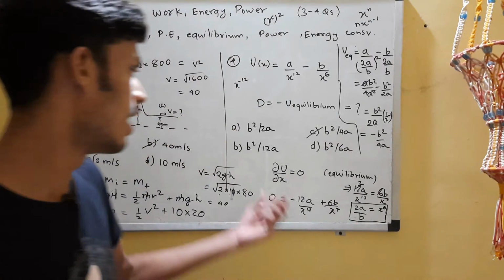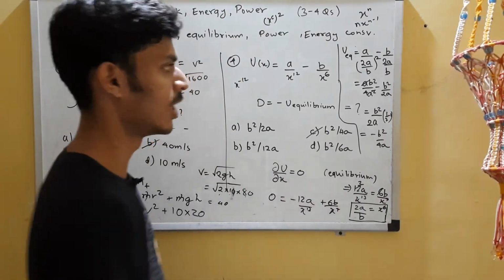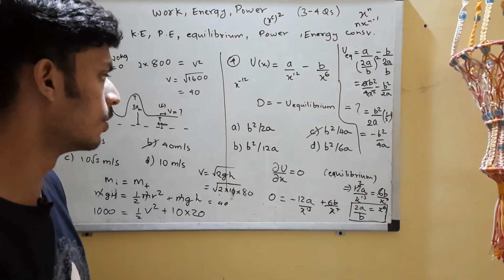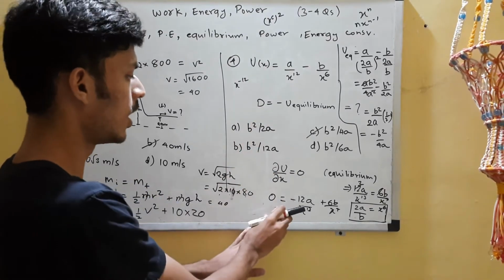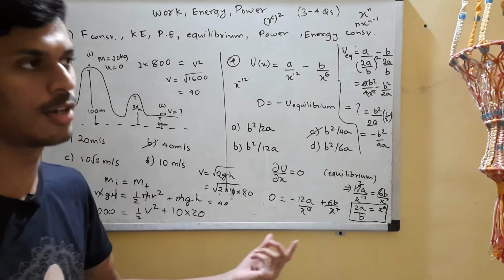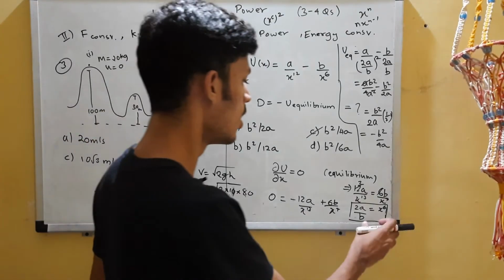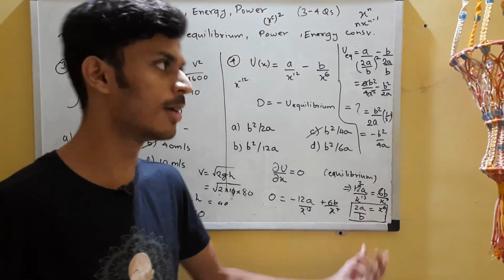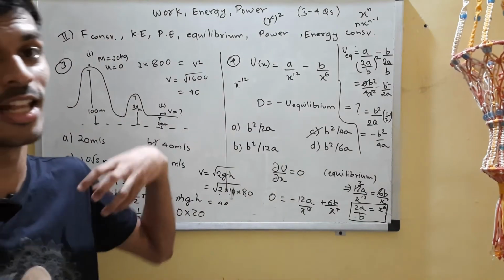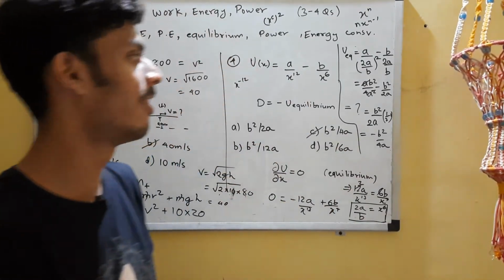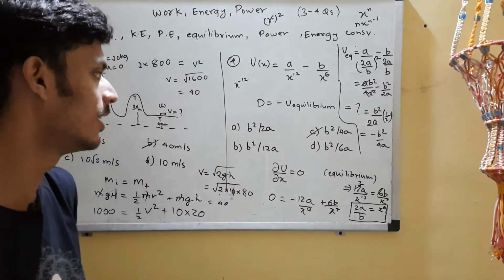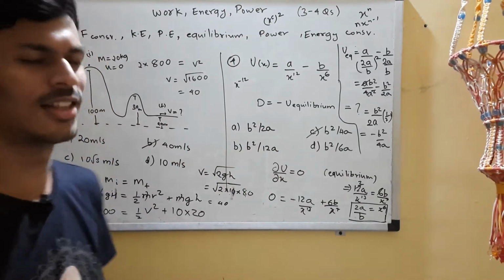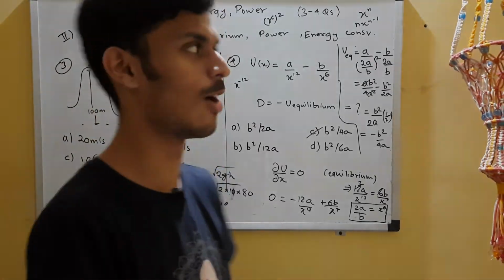So you just write this condition for equilibrium, then you differentiate this equation and equate it to 0, because from there you'll find the position of equilibrium. Once you find the position of equilibrium, substitute it over here, find the potential energy at equilibrium, and then d value will be minus of that value, right? So that is how you do this question. Let's go to the next set of questions now.